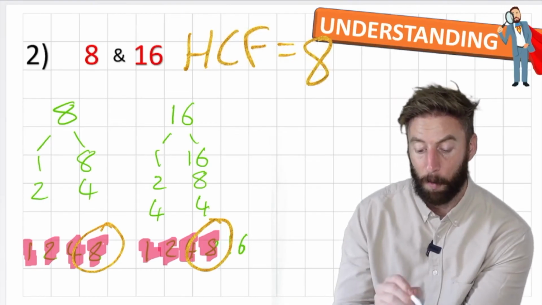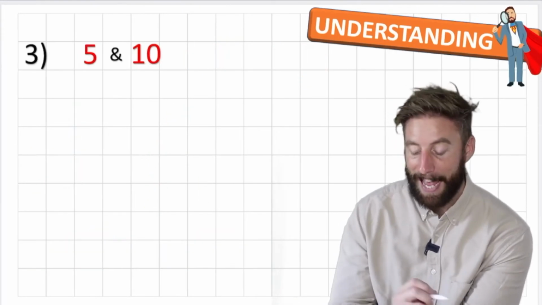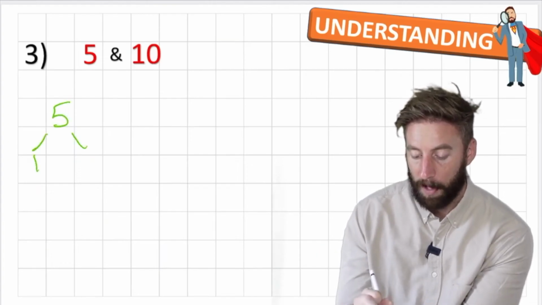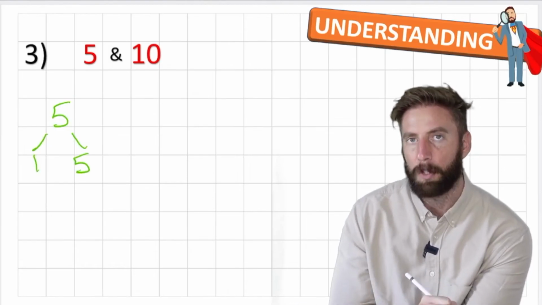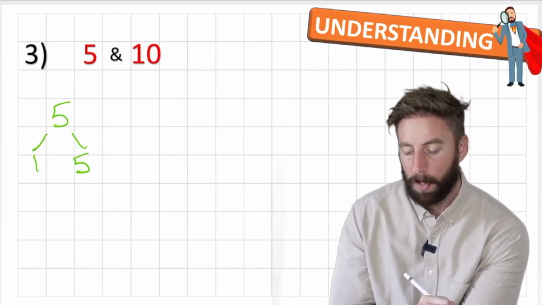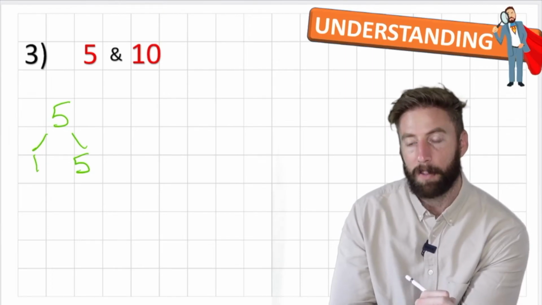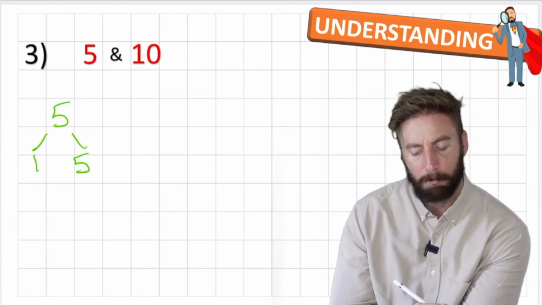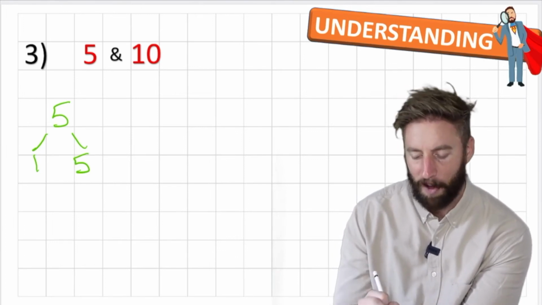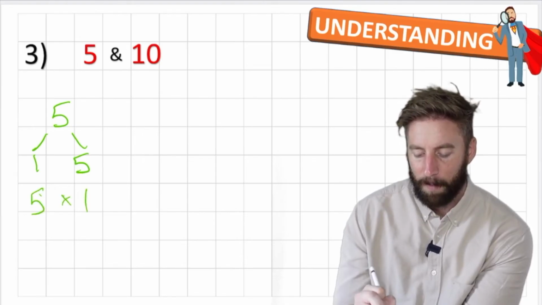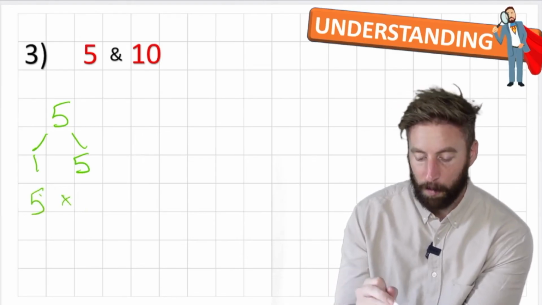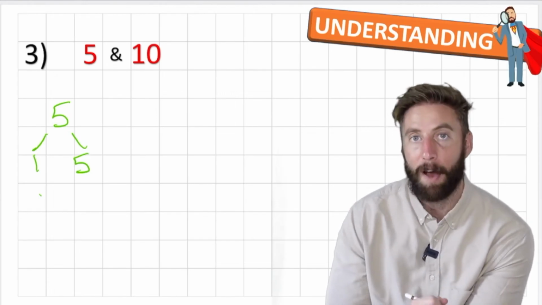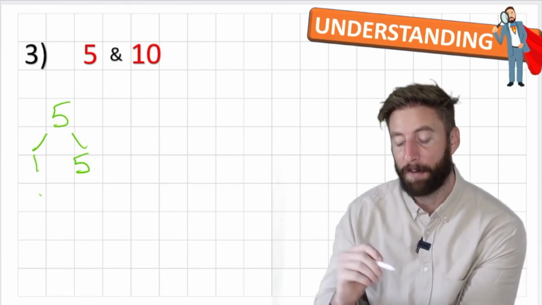Let's finish off with question 3, which is 5 and 10. So let's start with 5. Factors of 5 would be 1 and 5. And then, do I have any more? 2, no, 2 doesn't work. 3, no, 3 doesn't work. 4, no, 4 doesn't work. So we're back to 5. Well, we've already used our 5 and our 1, so we can't do that. So I only have these 2 factors. That makes 5 a prime number, which we're going to talk about more in our next video.